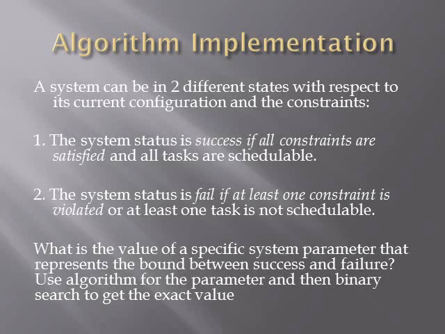When we design the system, it could end up in one of two states. It will be a success if all the constraints are satisfied and all the tasks are schedulable. Otherwise, the system is in a failed state if at least one constraint is violated or at least one task is not schedulable. What is the exact value of a specific system parameter that represents the bound between success and failure? First, we use the algorithm for that parameter and then search using the binary search to get the exact value.